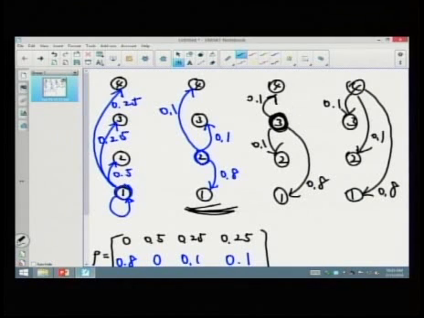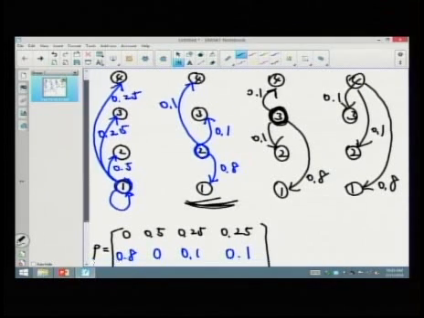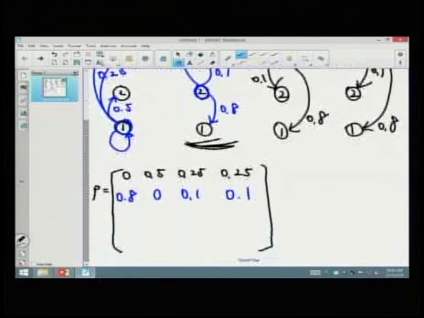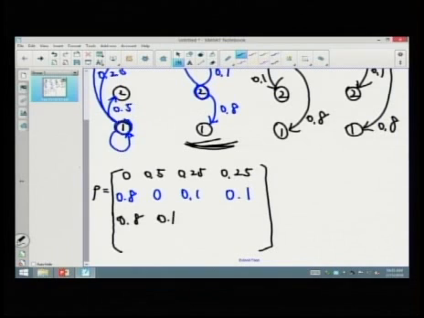Easy, right? So let's complete our one-step transition probability matrix. It's going to be 0, 0.5, 0.25, 0.25 for the first row. Then 0.8, 0, 0.1, 0.1, and then 0.8, 0.1, 0, 0.1, and 0.8, 0.1, 0.1, and 0. Is that correct? Right?